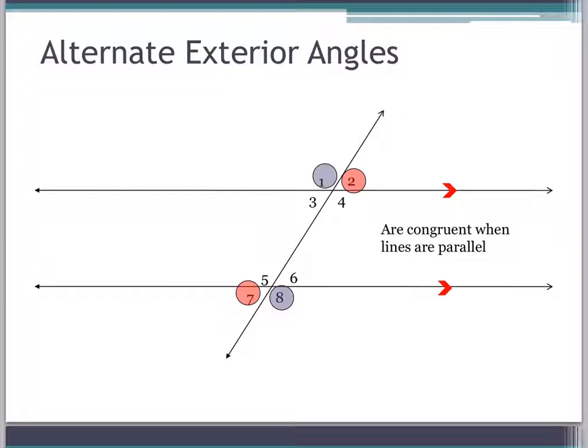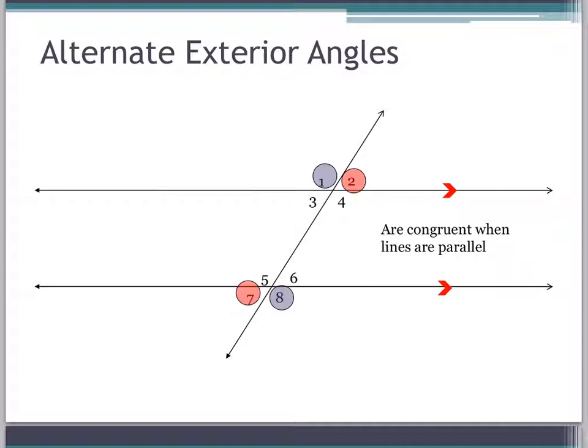Okay, so now we have alternate exterior. So we combine the words alternate and exterior. So the angles that are on opposite sides of the transversal and on the outside of the parallel lines, like 1 and 8, are equal. 2 and 7 are equal to each other. Notice how they look alike too. That kind of helps as a guide. So 1 equals 8 because they are alternate exterior.